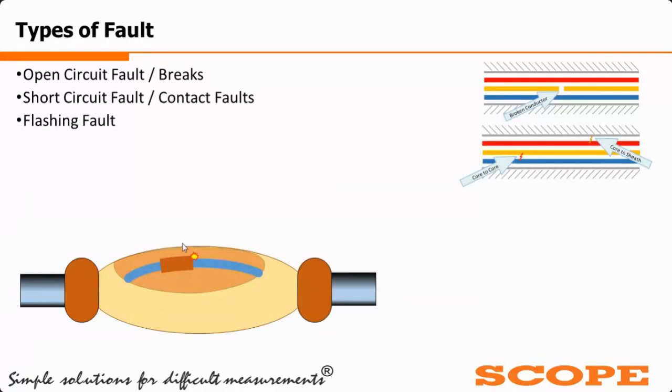As I already explained, if there is poor workmanship during laying or repairing, then due to the weaker points or weaker joints, flashover occurs when you apply voltage to this cable after a particular voltage level. Continuous flashing occurs at this weaker point, and this continuous flashing damages the nearby insulation and is converted into a higher fault. That's why this type of fault is called a flashing fault.